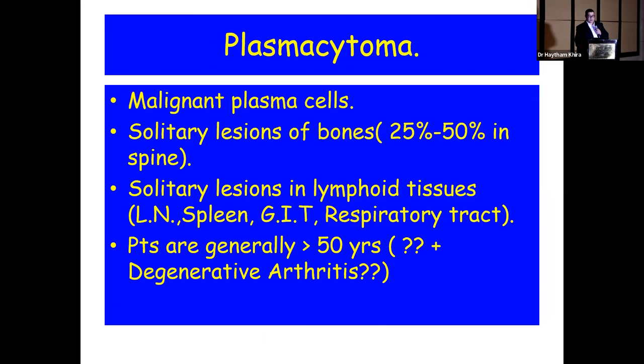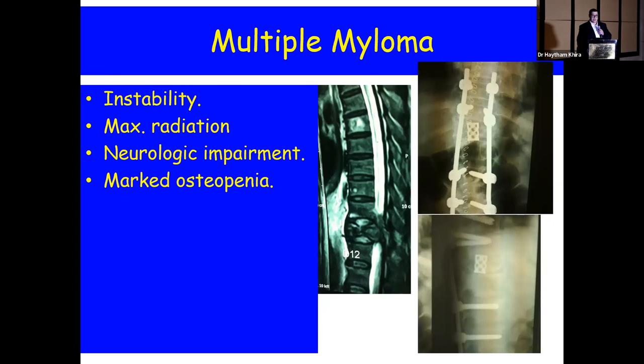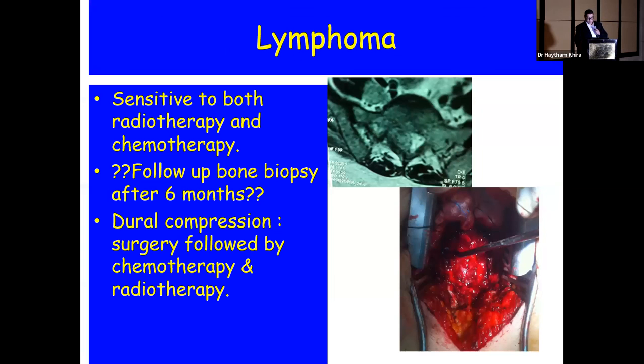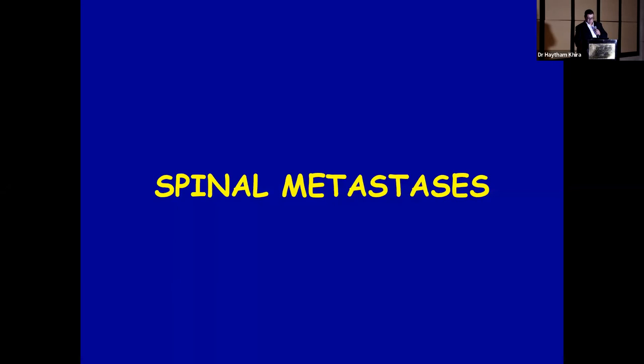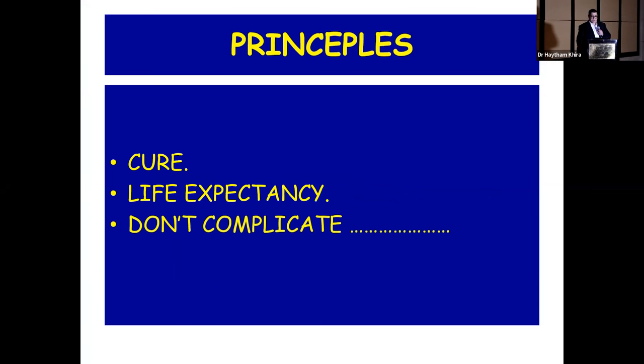بلازما سايتوما والمالتيبل مايلوما دي حاجات كيمو سنسيتيف وراديو سنسيتيف، وما بنعملهاش بروسيجرز إلا لو هي عاملة انستابيليتي، غير كده هي كيمو وراديو سنسيتيف. نفس الكلام في الليمفوما. سباينال ميتس، في برنسبلز، دي أهم حاجة في إنك بتتعامل مع عيان سباينال ميتاستس.